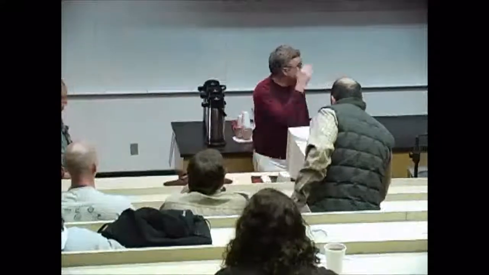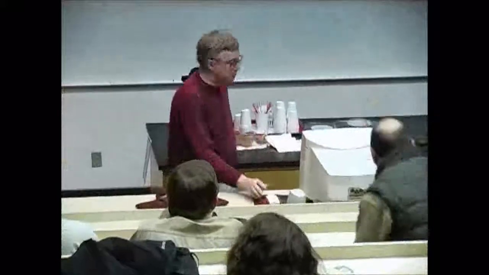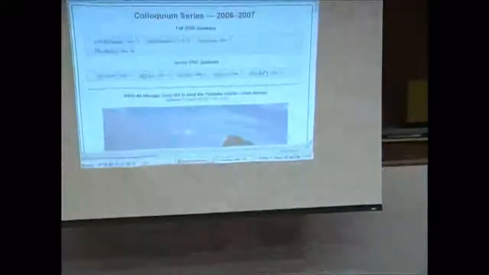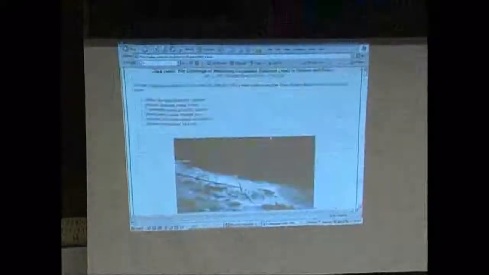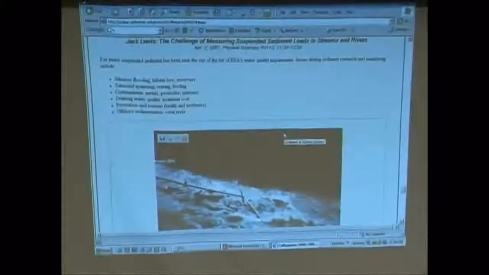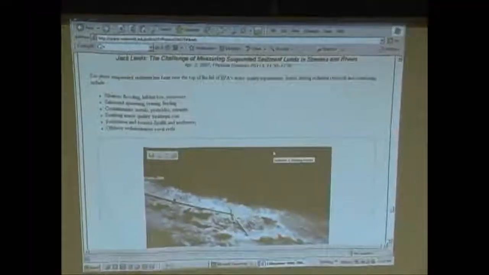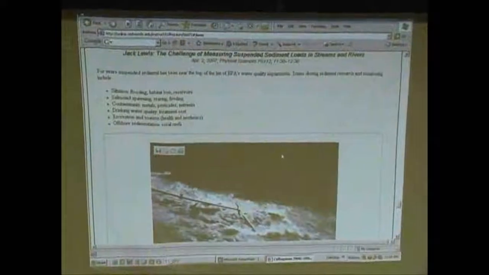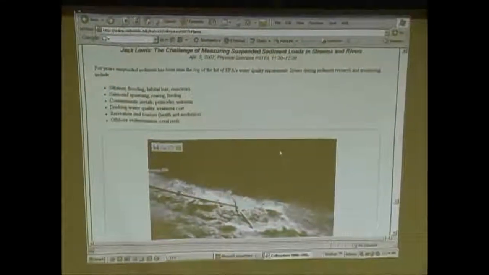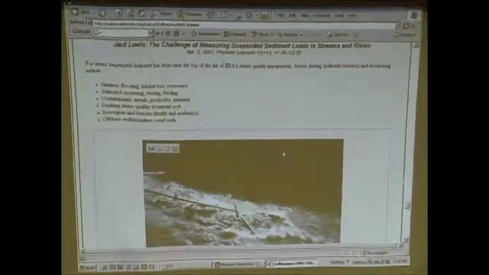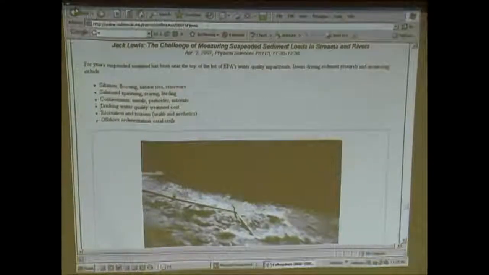As you can see from our schedule here, we have some time on during the month of March with spring break coming up. And then in April we have two talks. Jack Lewis is coming in and he's going to talk about the challenge of measuring sediment loads in streams and rivers. I think he's from the, what do they call that research place? The Redwood Sciences. I think that's where he's from, yeah. So he's going to come down. I'm looking forward to that.